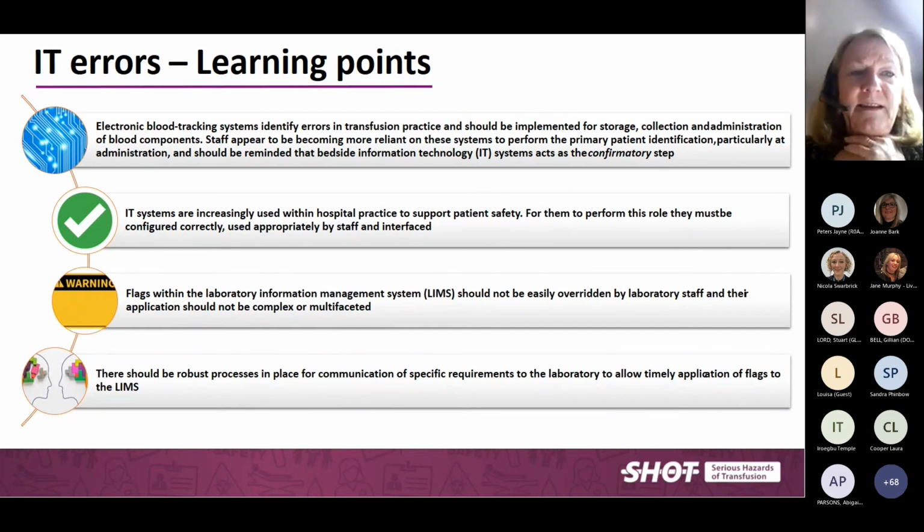So just to summarize the learning points, I would say, these 4 points I think are really important, and the take-home messages. First of all, electronic blood tracking systems should be implemented for all aspects of storage, collection and administration. They do identify errors, and they can be used to prevent errors. But just remember that when staff become more reliant on these systems, that they are supportive. They shouldn't replace our checks, and they are confirmatory checks.